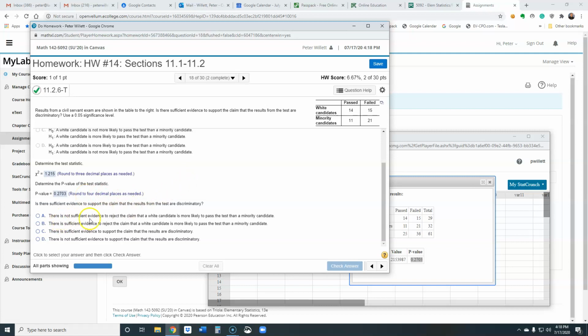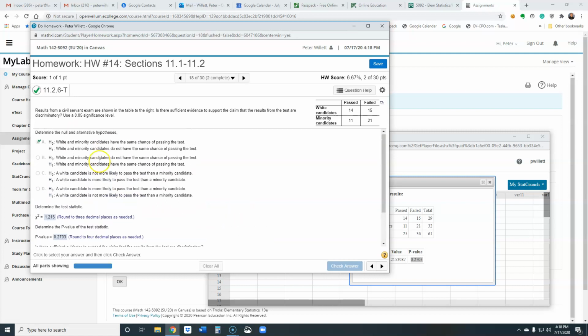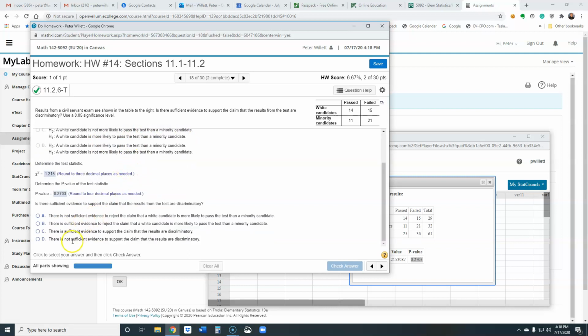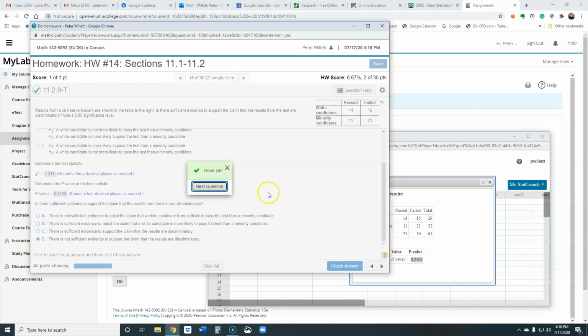Looking at A, there is not sufficient evidence to reject the claim that the one is more likely than the other. No, that was not the claim. The null claim is that they're independent. They have the same chance, and we are not rejecting that. So there is sufficient evidence? No, there wasn't. The p was not low. There is not sufficient evidence to support the claim that the results are discriminatory. That's the one we want. In this case, it's the fourth one, D. And that's it for this problem.